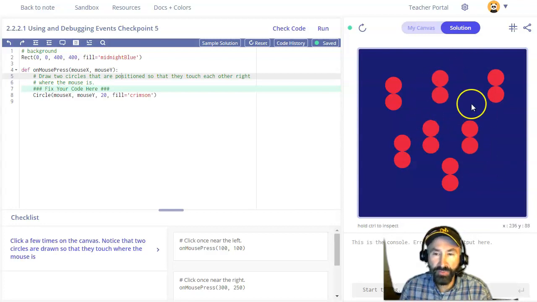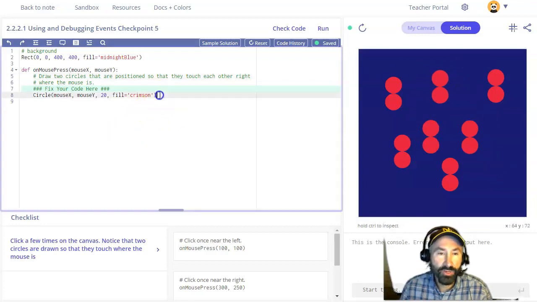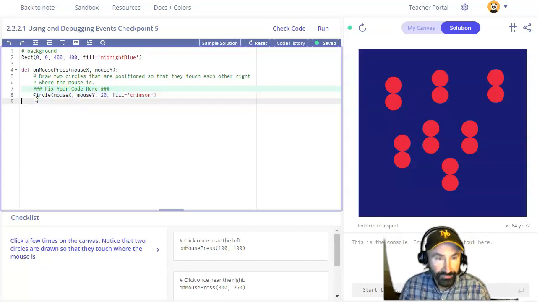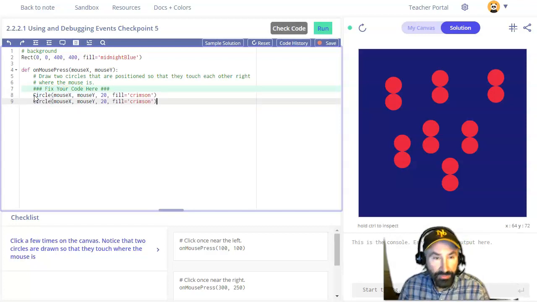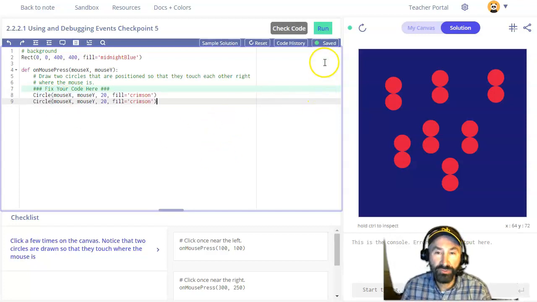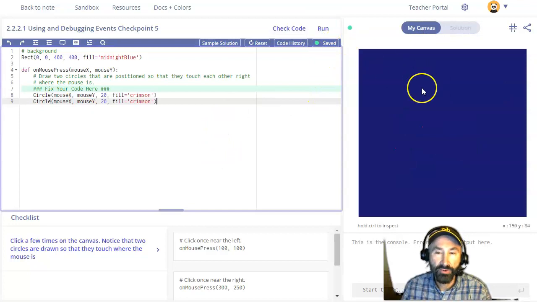First of all, you'll notice that we have two circles. So I can tell you right away in our code, which we know we're going to have to place here, because there's a hint that tells us to draw two circles. And it even says fix your code here. So I'm just going to go ahead and copy the first circle. And then I'm going to paste it. Now I should have two circles. I'm going to hit run and go to my canvas and click.